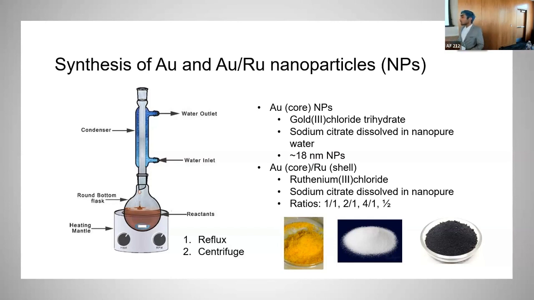And I utilized a centrifuge to purify my samples and to remove extraneous material during the synthesis other than the nanoparticles that are synthesized. And for the ruthenium shell, I utilized ruthenium trichloride as well as sodium citrate to control that size. And I focused on different molar ratios, 1:1, 2:1, 4:1, and 1:2 for these nanoparticles.